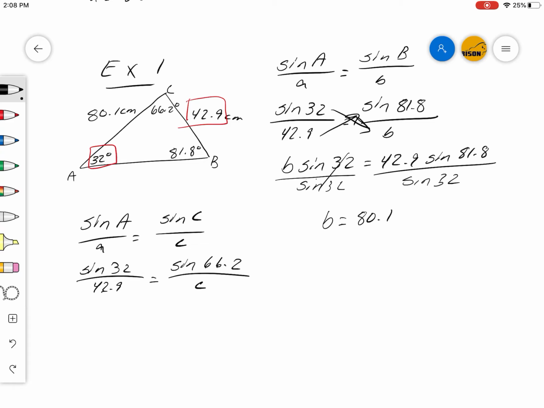How come you couldn't do the Pythagorean theorem to find the third side? Because the Pythagorean theorem is only associated with right triangles. So we do not have a right triangle here. As you can tell, none of these angles are right. So I'm going to do the same thing here.